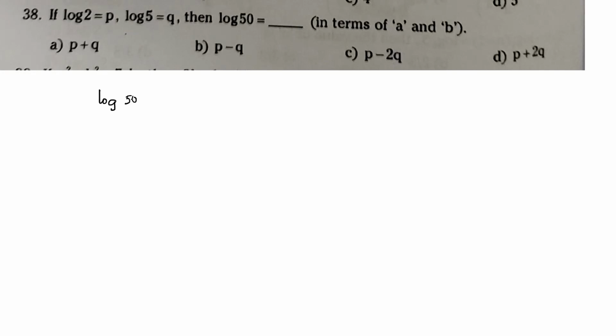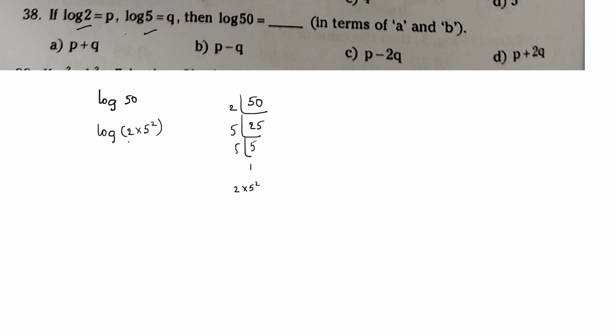Log 50 in terms of log 2 and log 5. Okay, let me take 50 and do the prime factorization. 2 into 25, 5 into 5, 5 into 1. So 2 power 1 into 5 power 2. So I can write this 50 as log of 2 into 5 power 2, right?